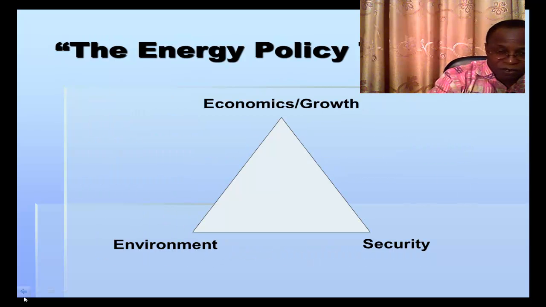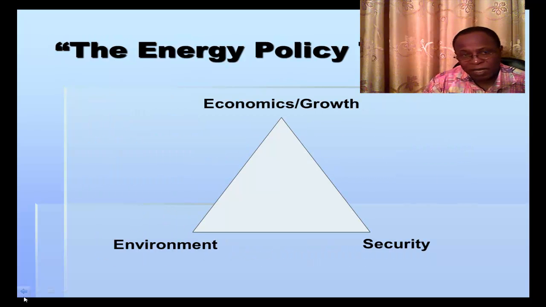Now, if we start off with the general principles, as I said, what is often referred to as the energy policy triangle is a triangle that has 3 key issues for consideration. Number 1 is economics and growth, and what this really means is that the whole point of energy and energy policy is to make energy available for economic activity, for economic growth, and generally for development in a given country, in a given region, in a given jurisdiction. Okay, so that's usually number 1.